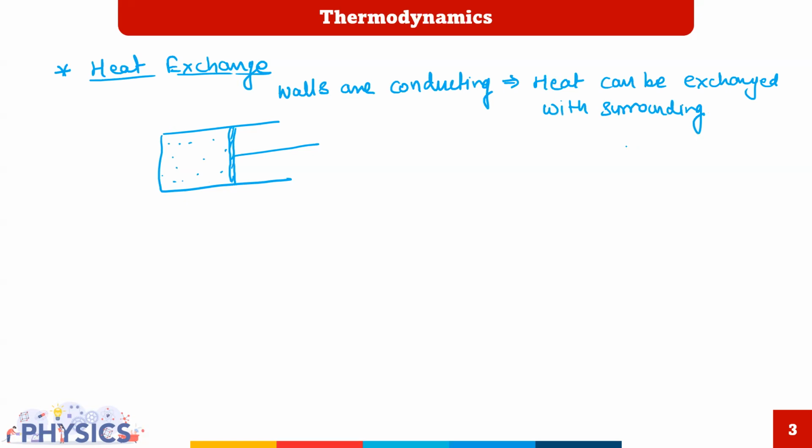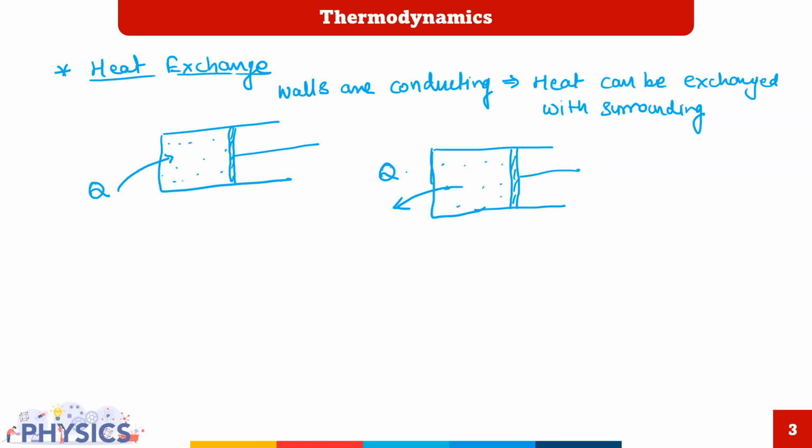If a gas can exchange heat with the surrounding, there are two possibilities. One possibility is that you can give heat to the gas. Another possibility is, see, you have a container, this is the piston, and you can take out heat from the gas.